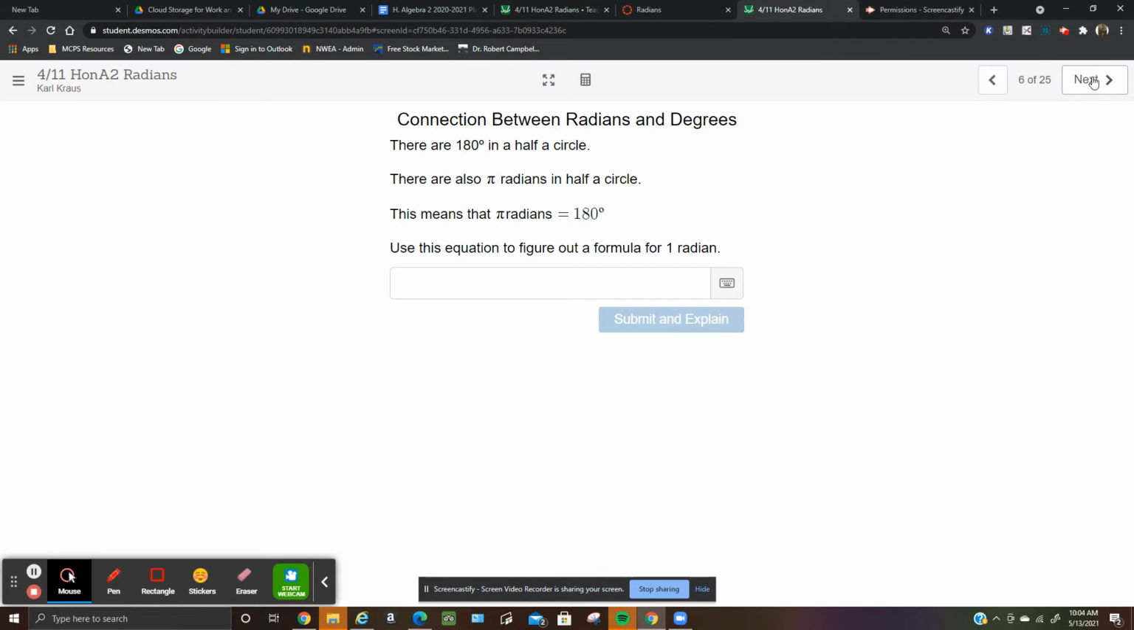There are 180 degrees in a half circle. There are pi radians in a half circle. This means that pi radians equal 180. Use this formula to figure out what 1 radian is. So 1 radian, we divide both sides by pi.